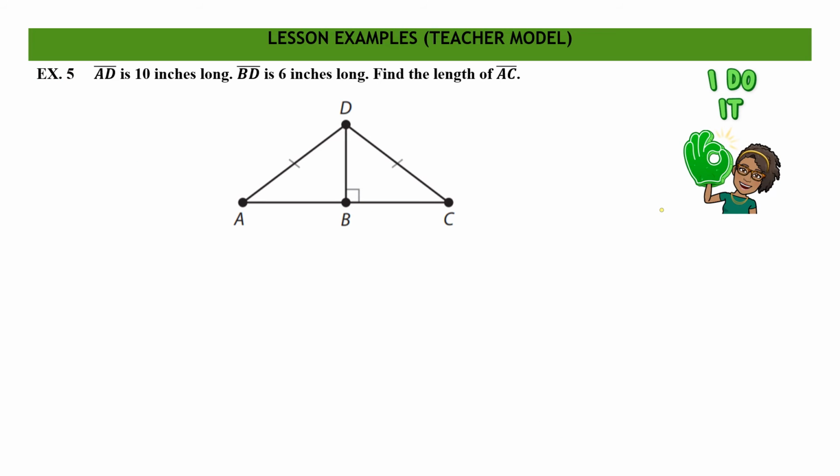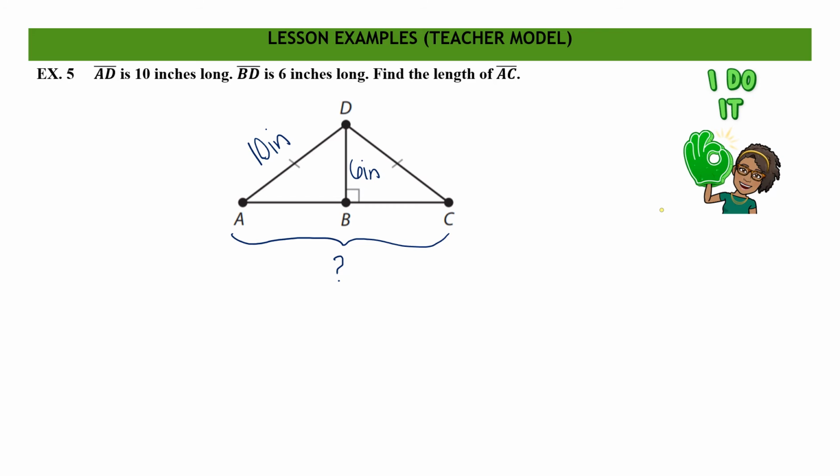Okay, so here we have example number 5. It says that we have segment AD is 10 inches long, so we have this is 10 inches. And segment BD is 6 inches long. So from B to D is 6 inches. And they want us to find the length of segment AC. So we're trying to find this full length here.